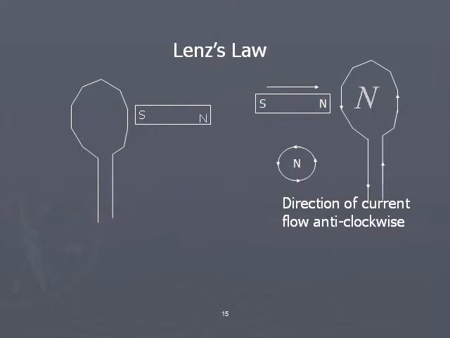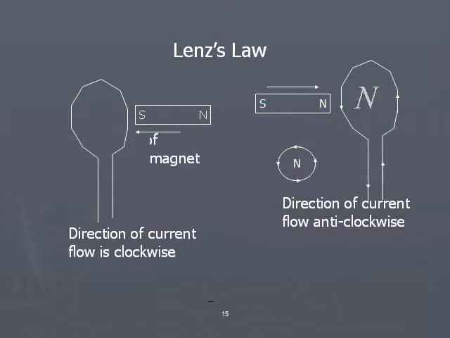Instead of north pole, if the south pole is faced towards the coil and the magnet is moved towards the coil, then the current flow will be in the clockwise direction.